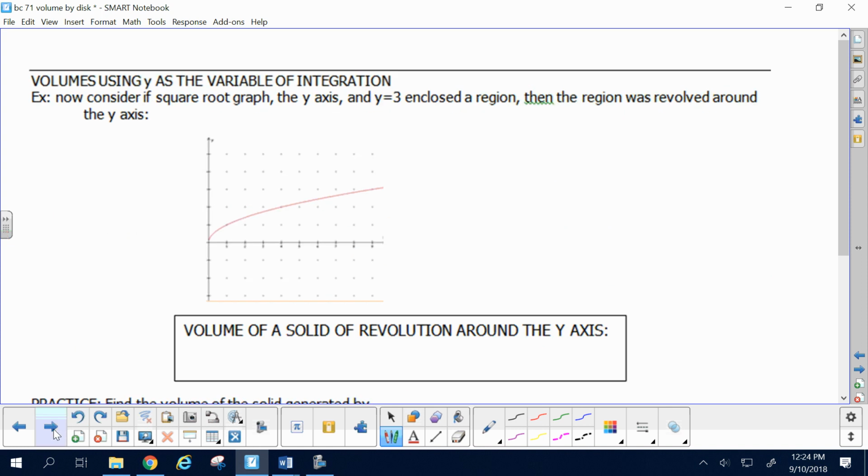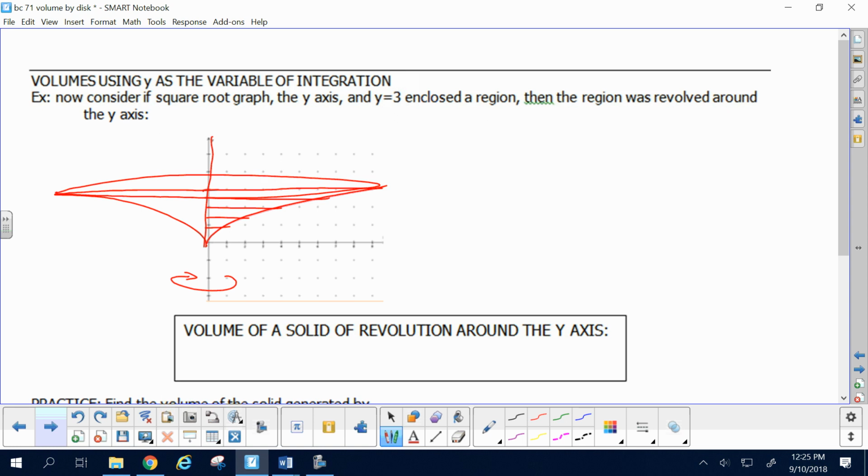All right. Let's go to a little switch of gears here. Now, consider this square root graph, but this time we're going to box it in with the y-axis and give it a roof of y equals 3. So this region here. And this time we're revolving it about the y-axis. If I were to draw this volume style, I could draw a reflection, and then I could give it some 3 dimensions by something like that.